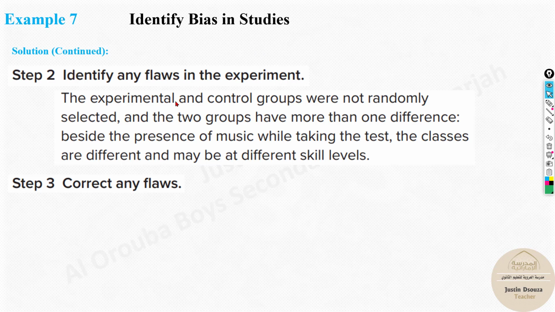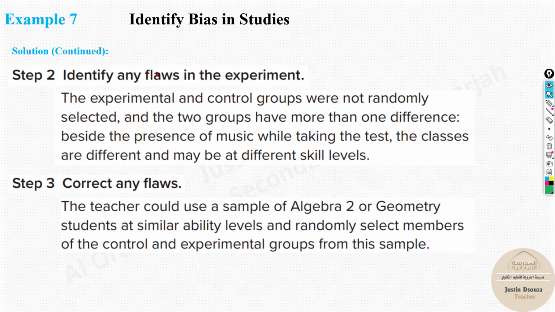The experimental and control groups were not randomly selected, okay? And the two groups have more than one difference besides the presence of the music while taking the test; they are different classes and maybe have different skills, okay? Now, this is what I told you at the beginning: the entire class has been selected. Rather than randomly selecting a few students, selecting an entire class doesn't give a representation of different characteristics. So it's like a same class. And maybe the ability of the two classes is different and therefore the results might vary. These are all flaws, not bias exactly, because these are mistakes, you can say.